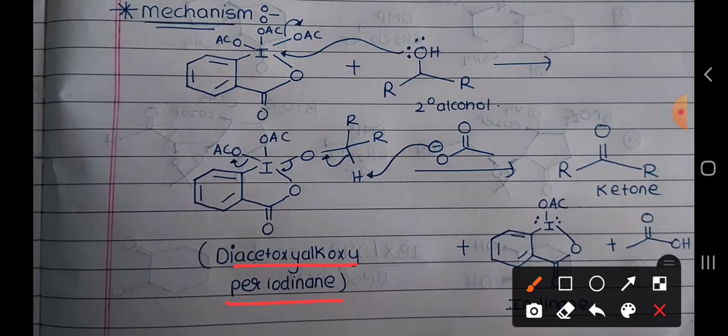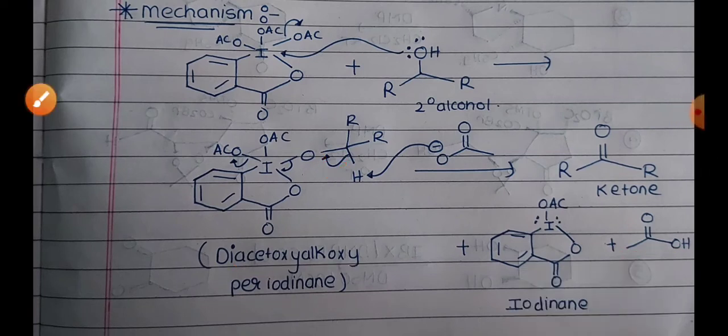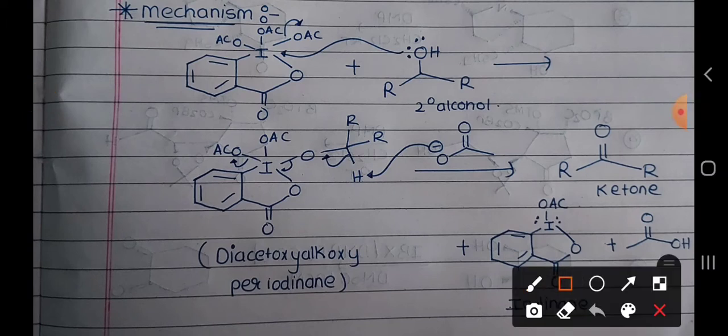This bond will shift over here. You can see this bond is shifting over here and this group will be free, and again one more acetyl group will be free that will take this hydrogen and form the acid, and this will form the iodinane. As you can see here, this iodinane is formed and we get our product, the ketone, from the secondary alcohol. That is, the secondary alcohol gets oxidized to the ketone by using the DMP reagent. This is how the DMP reagent works.